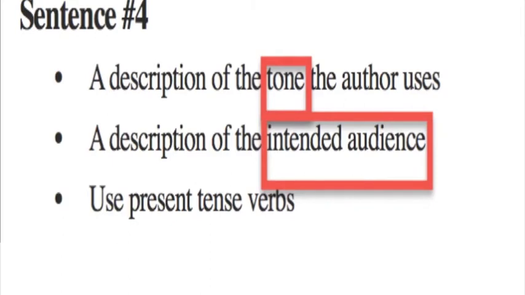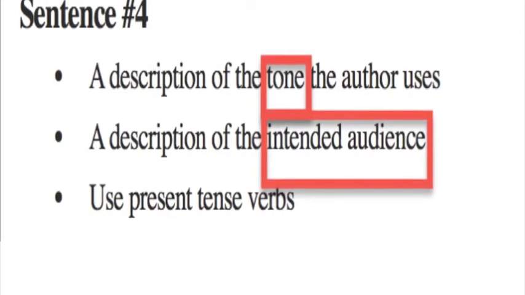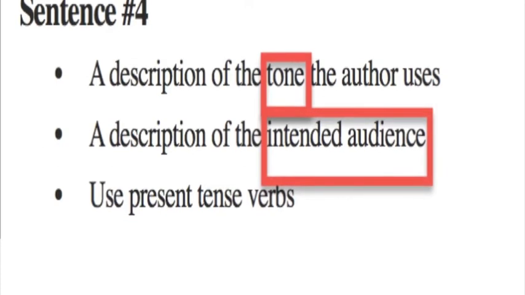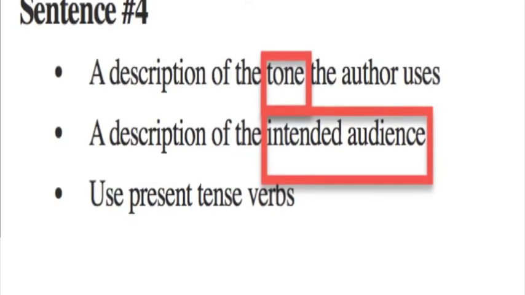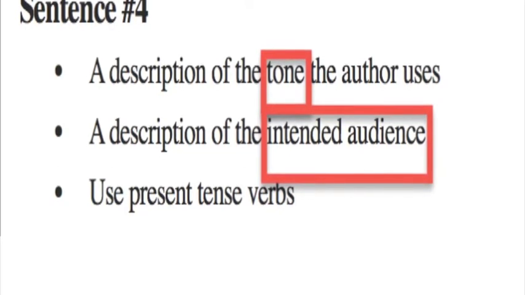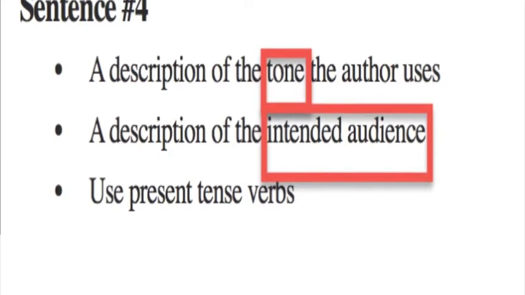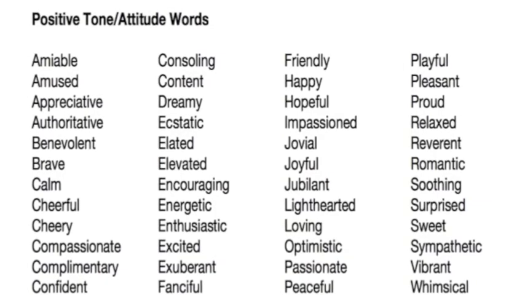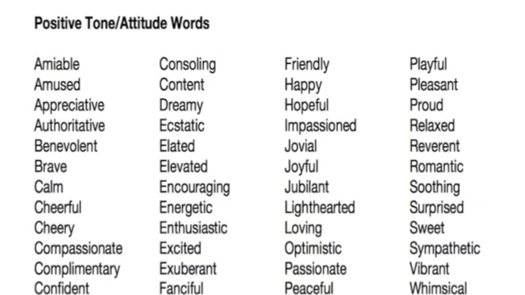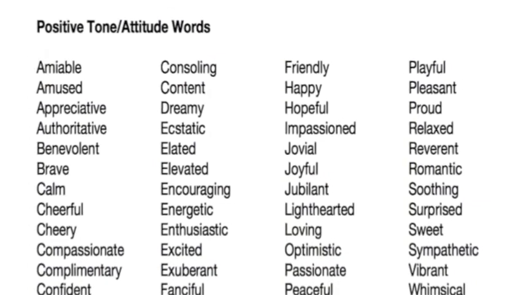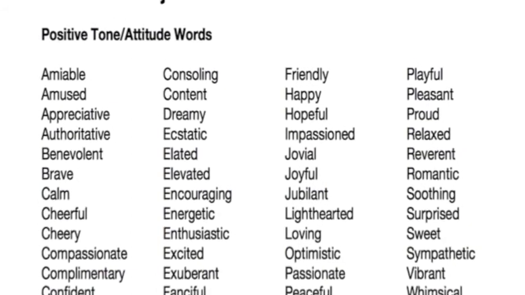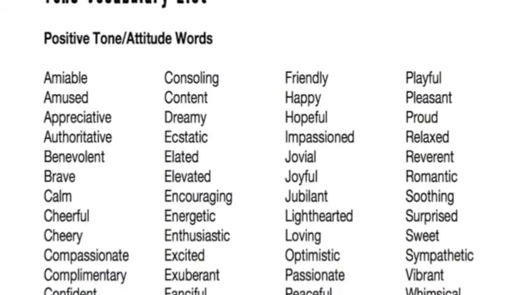Here is sentence 4, which is the final sentence of the Precis. You include the tone, and you'll see a list of tone words, and then the intended audience. And you'll see that when I complete the Precis at the end of this lecture. Here is a list of tone words that you can choose from. You'll see that when I go to write my Precis, I selected a different one, not necessarily on this list, but this is just the author's attitude about the subject.